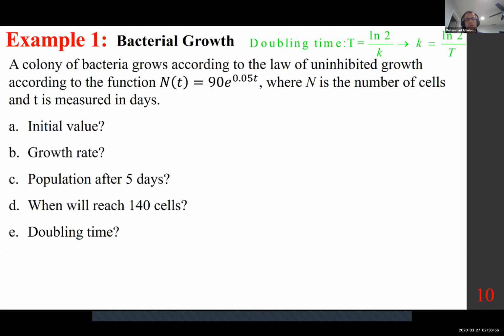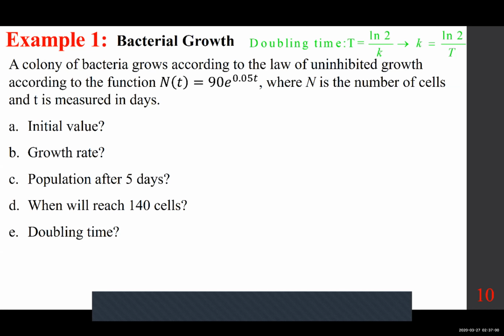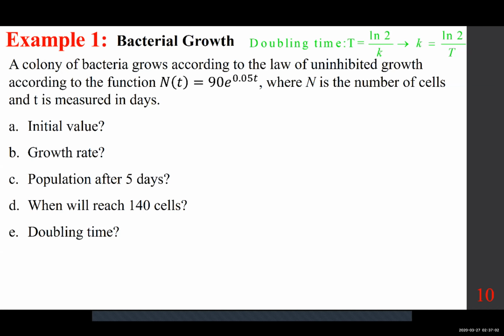All right, let's look at this simple example, class. Okay, so can somebody be kind enough to read the question? A colony of bacteria grows according to the law of uninhibited growth according to the function N of t equals 90e to the 0.05t, where N is the number of cells and t is measured in days.